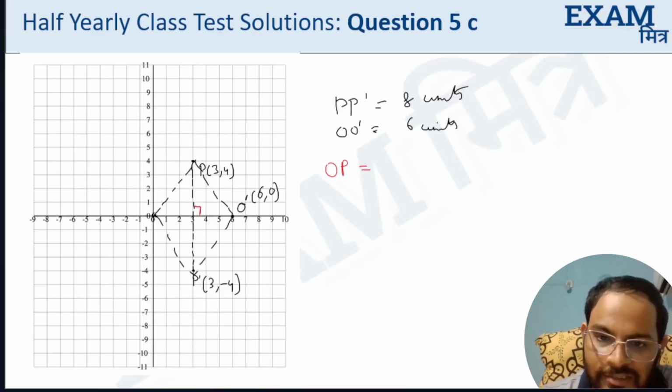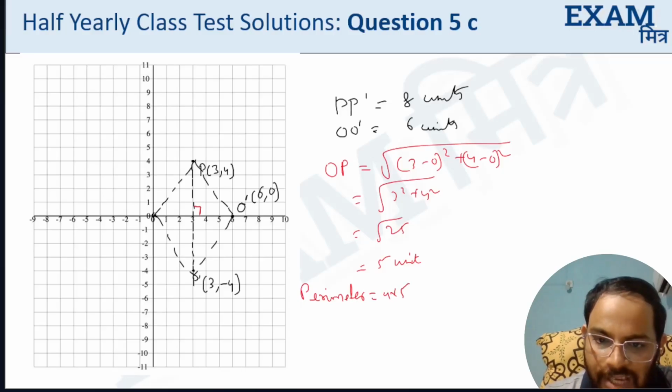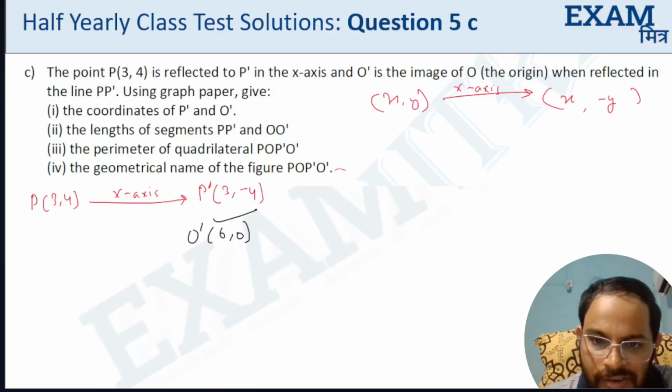OP, very easy. The distance formula: square root of 3 minus 0 squared plus 4 minus 0 squared, square root of 3 squared plus 4 squared, square root of 25, and that is 5 units. But this is OP, then what will be the perimeter? Perimeter is 4 times 5, that is 20 units. Okay, so the perimeter is 20 units, and the geometrical name is rhombus.